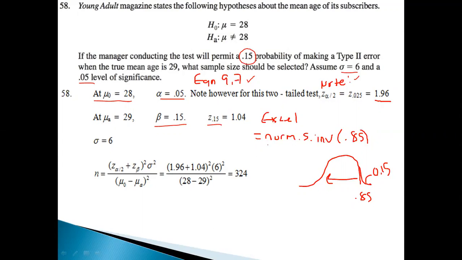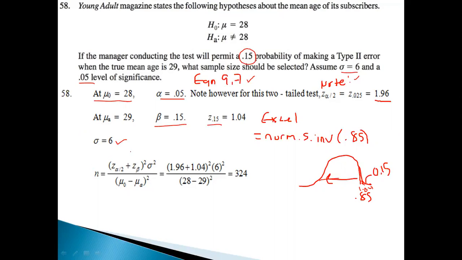And in Excel, you use NORM.S.INV of 0.85, because we know that the probability is going to be the greater than, so that's this one. And so we need the area to the left, so that's the 0.85. So that will give us this value of 1.04 here. Once we get that z, that's where that z is.